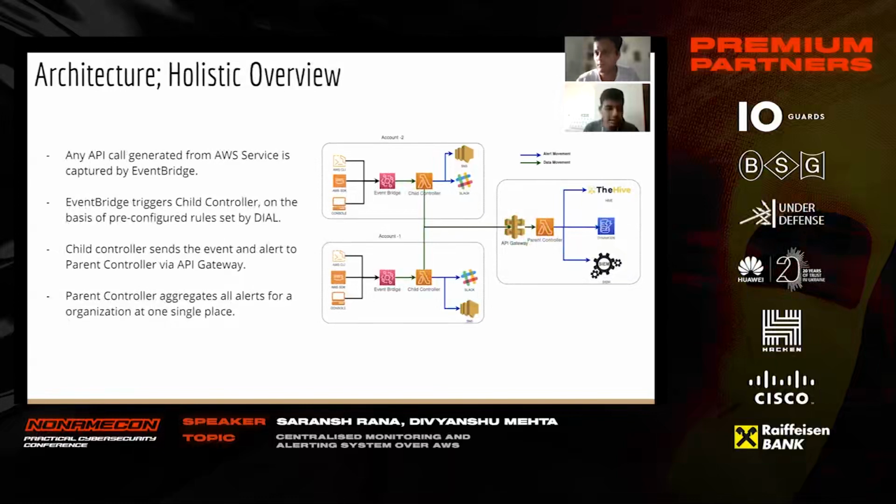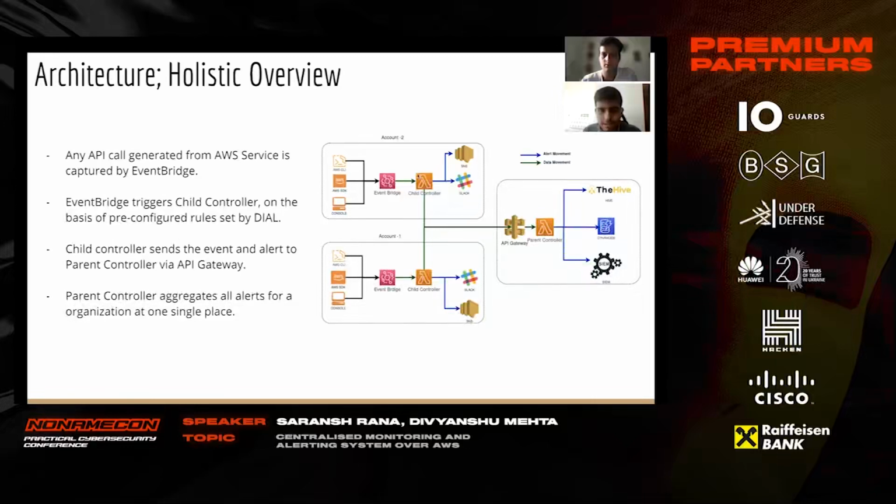Cool. So now that we have discussed the child controller and parent controller, let's get a holistic overview of Dial, how this works, and an overall overview of Dial. So any API call generated by any AWS service, whether from your AWS CLI, SDK, CDK, or even the GUI management console, is captured by Event Bridge. Now, the event bridge is going to trigger the child controller on the basis of pre-configured routes, which the Dial initializes once you install the child controller.